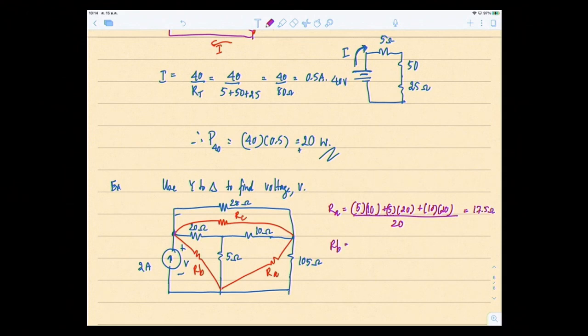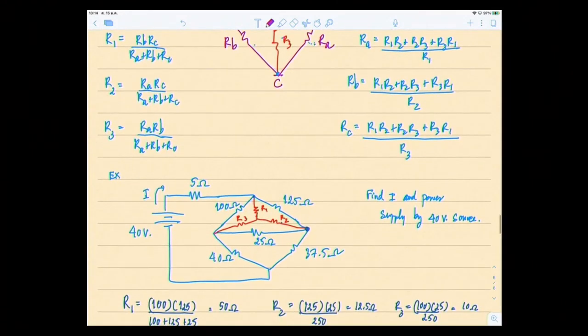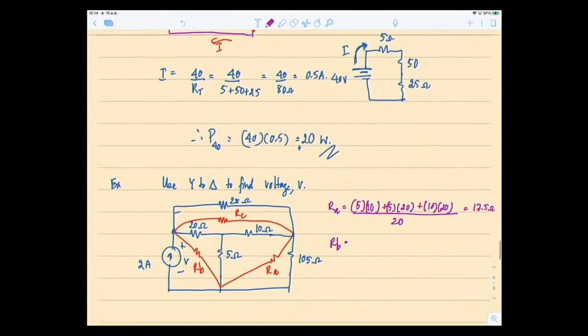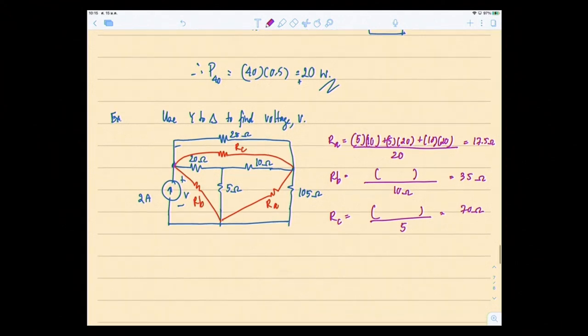RB: R1 times R2 plus R2 times R3 plus R3 times R1, that combination. The denominator is the same, divided by the resistor opposite to RB, which is 10 ohms, and the answer comes out to be 35 ohms. And RC, divided by the resistor opposite to 5, equals 70 ohms. So this is your RA, RB, and RC.